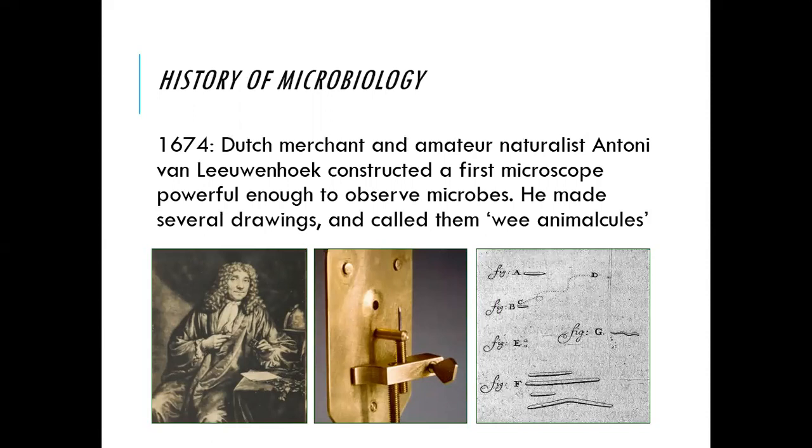Now, he didn't know what he was looking at. He called them wee animalcules. At the time, people thought that there were little dragons and stuff swimming around their teeth. He looked at teeth scrapings, all kinds of nasty stuff. And he sent this stuff back to the Royal Society, and then people started to realize that there are these microbes that exist, and they were trying to figure out what they were.